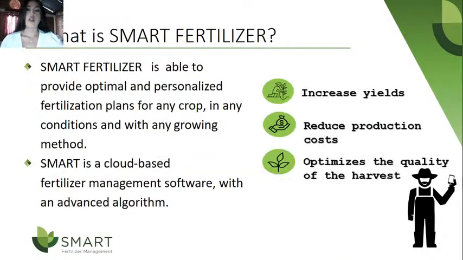For those who don't know what Smart Fertilizer is, Smart Fertilizer is a software that is able to provide optimal and personalized fertilization plans for any crop, in any condition, and with any growing method. Smart is a cloud-based fertilizer management software with advanced algorithms. The main goals of Smart Fertilizer are to increase the yields, reduce production costs, and optimize the quality of the harvest. Those are the benefits that our customers who are working with Smart Fertilizer are getting.